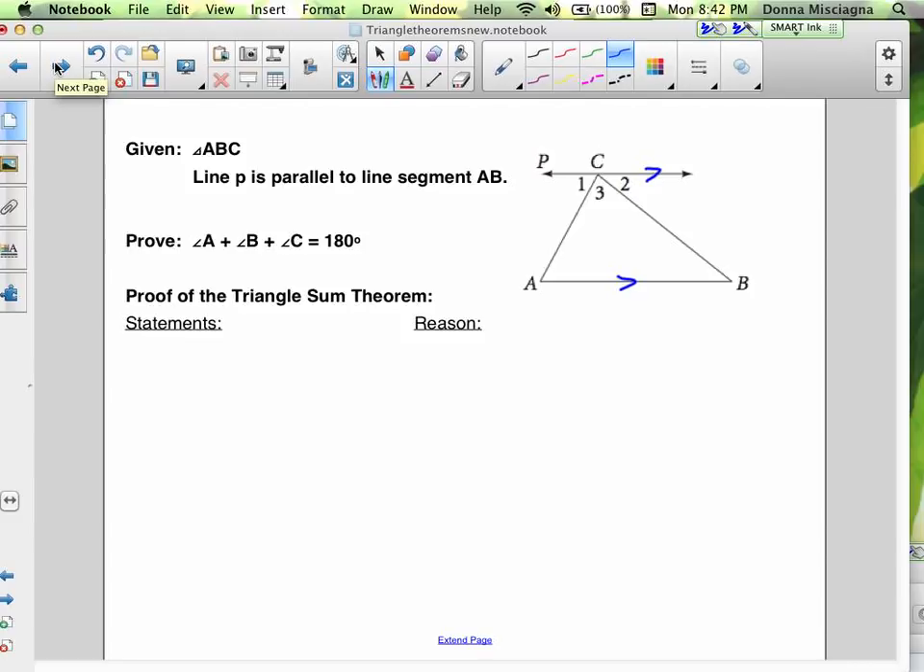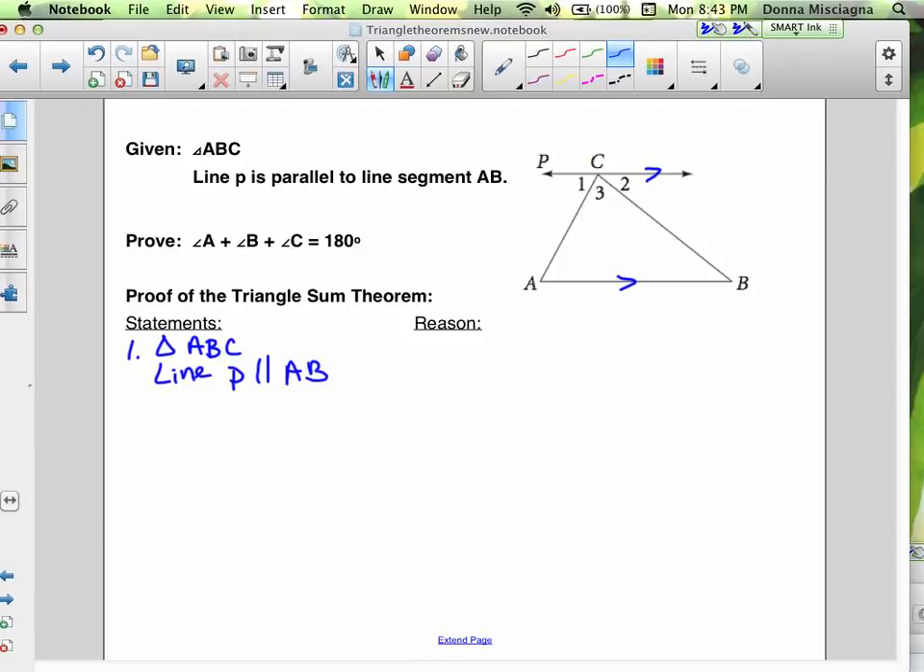All right, so you have this proof in your notes as well, so just kind of follow along with me. All right, so statement 1. Sorry. First thing I'm going to say is I'm going to say my givens, right? I'm going to say triangle ABC. It's important that we know that's a triangle, right? We're trying to prove something about the triangle, and what we're trying to prove is that those angles add up to 180 degrees. So in your notes, you can write triangle ABC. And we can also write line P, and I'm going to abbreviate parallel, and line segment AB.